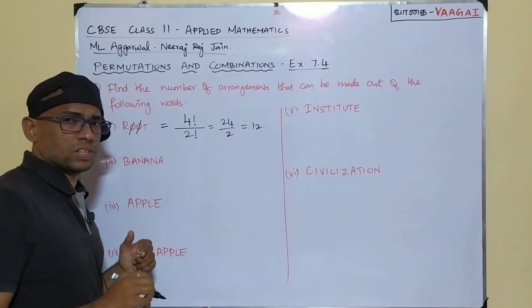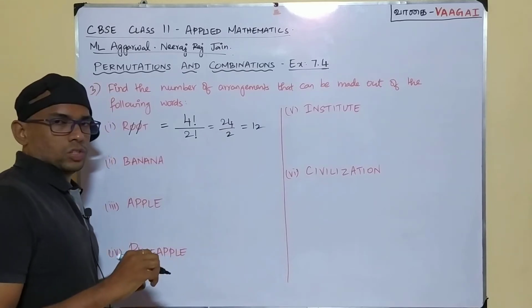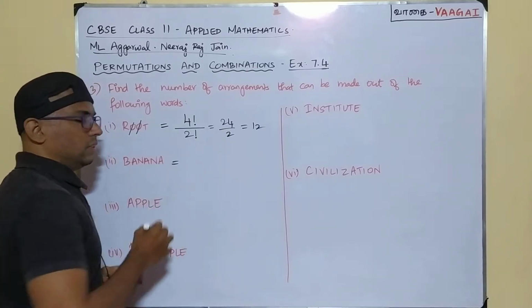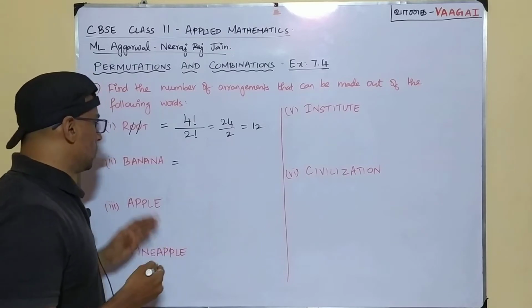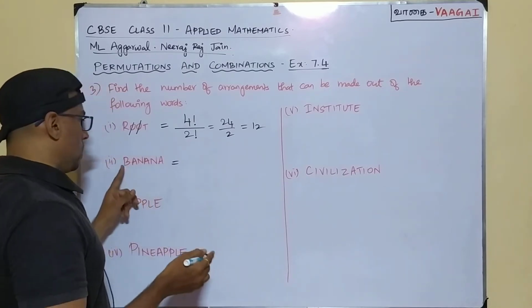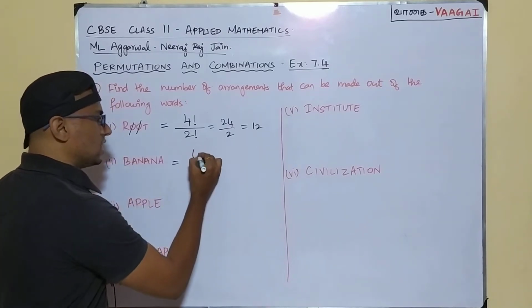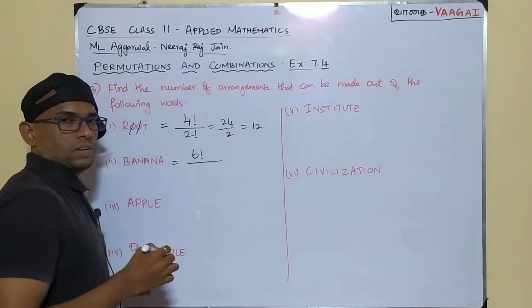Coming to the second subdivision, here we have the word banana, B-A-N-A-N-A. So this is our word, and this can be arranged in how many ways? Just see how many letters there are in total. Just have the total count first of all. Okay, 1, 2, 3, 4, 5, 6. There are 6 letters. So 6 factorial divided by.